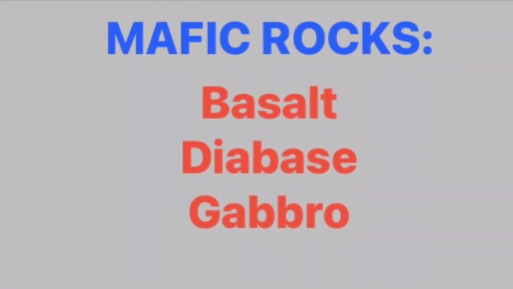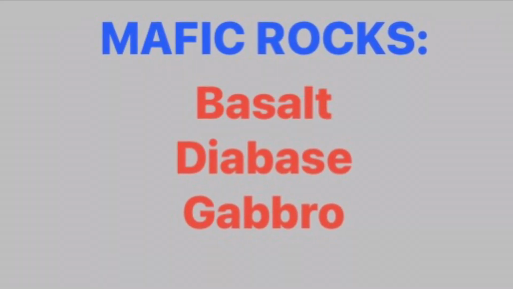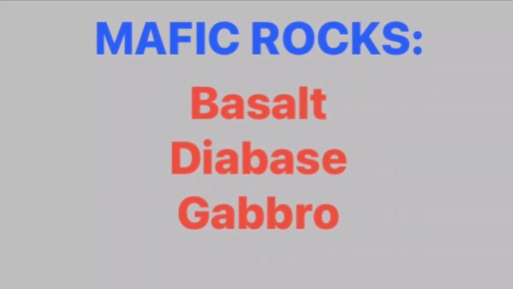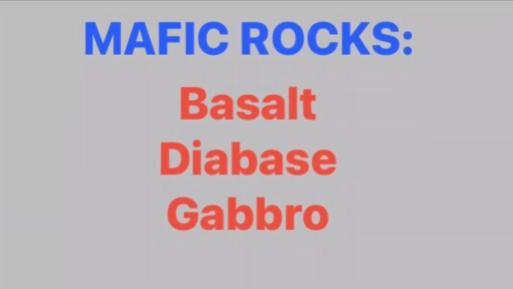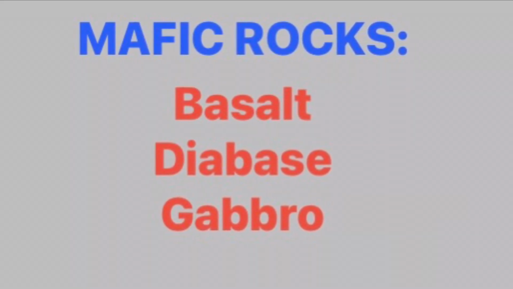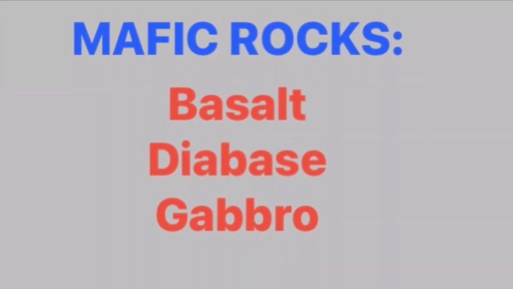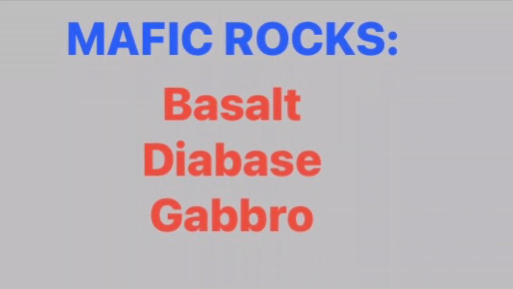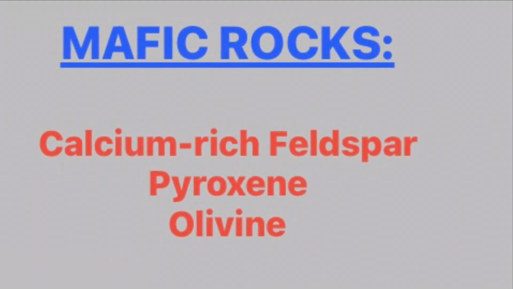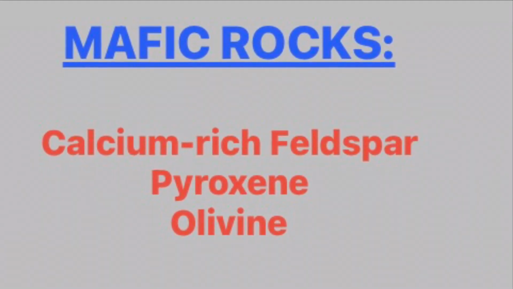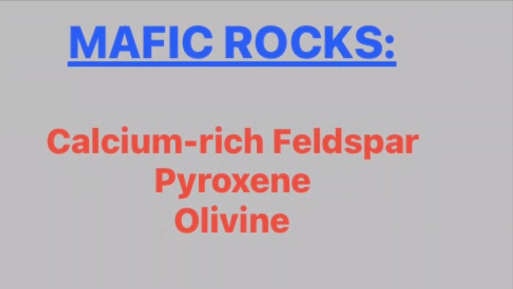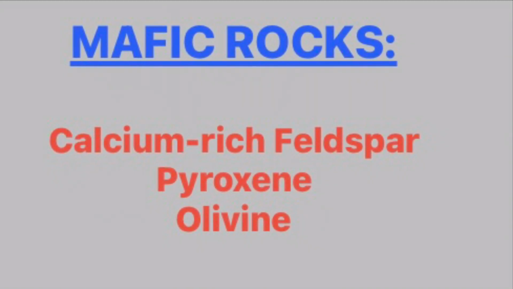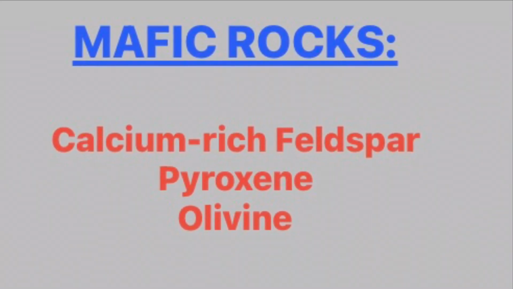Okay, today we're going to be looking at the three most common mafic rocks that I know of: Basalt, Diabase, and Gabbro. And as we talked about before, mafic rocks are dark, rich in magnesium and iron. Mafic rocks are composed mostly of calcium-rich feldspar, and that would be labradorite most likely, and pyroxene. There might also be a little olivine.